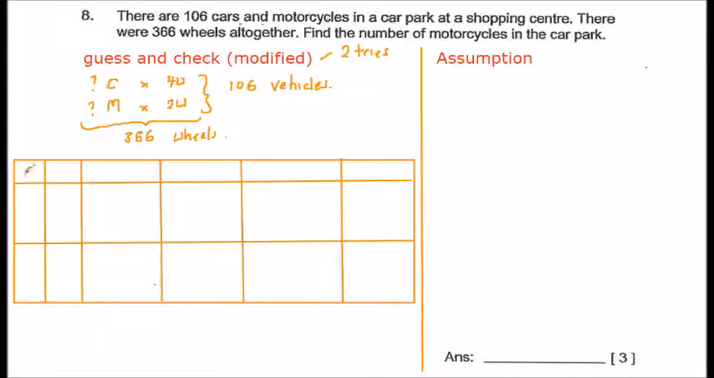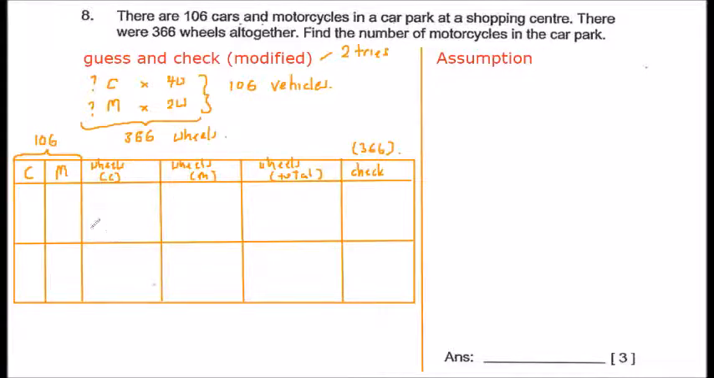So the first will be cars, the second will be motorcycles. Then we have the wheels of the cars, then the wheels of the motorcycles, then the total wheels, and we will do a check. This check is to make sure that the total number of wheels should be 366. Alright guys, please take note that the number of cars and motorcycles must be the same as the total number of vehicles. That will be 106.